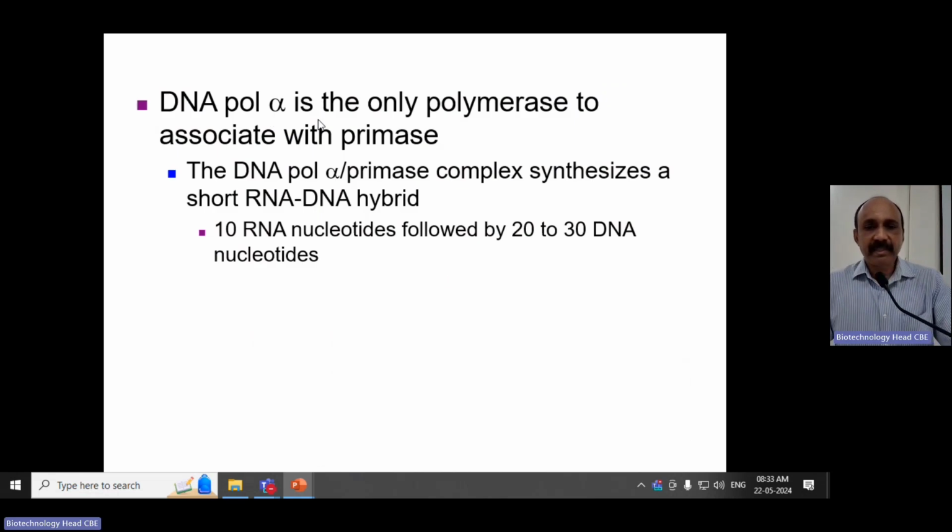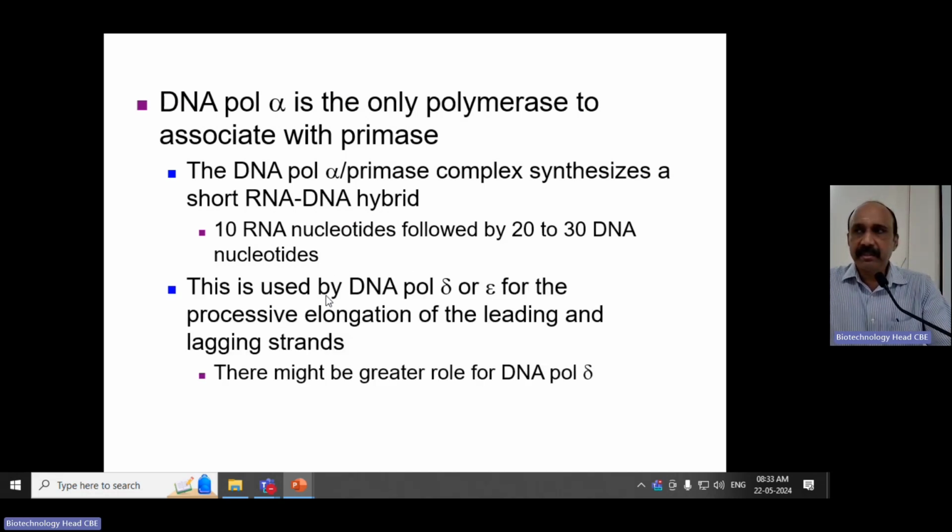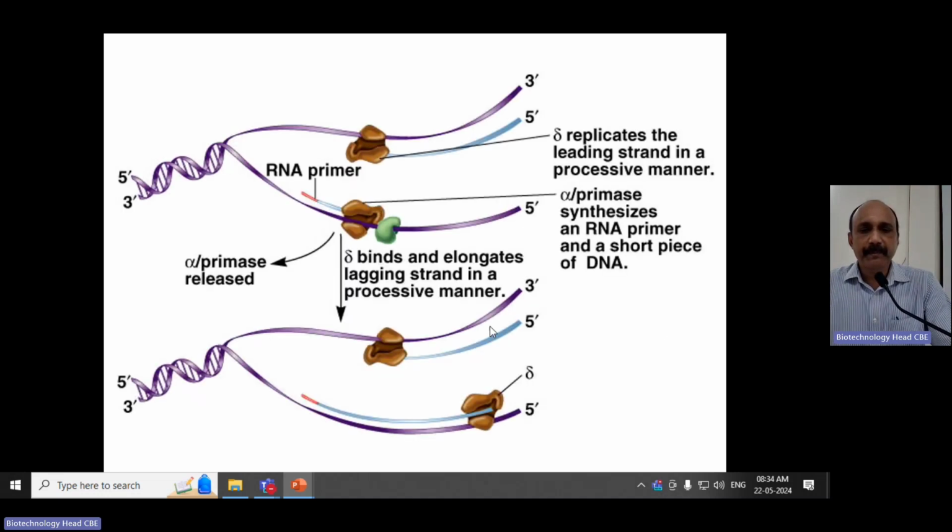DNA polymerase alpha is the only polymerase that associates with the primase complex and synthesizes the short DNA-RNA hybrid. So 10 RNA nucleotides followed by 20 to 30 DNA nucleotides are formed. This is used by DNA polymerase epsilon for progressive elongation of the leading and also the lagging strand. And we still don't know, there might be a greater role for DNA polymerase theta. So there can be many other roles for these polymerases in eukaryotes.